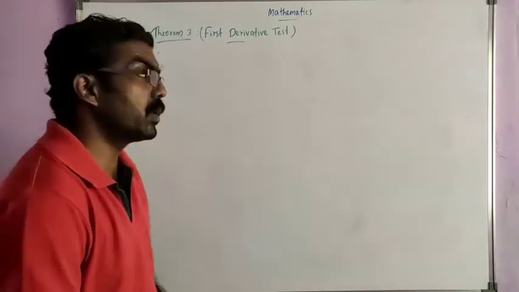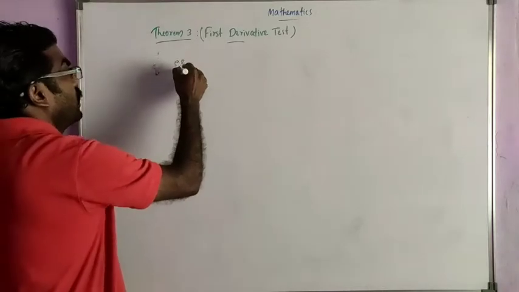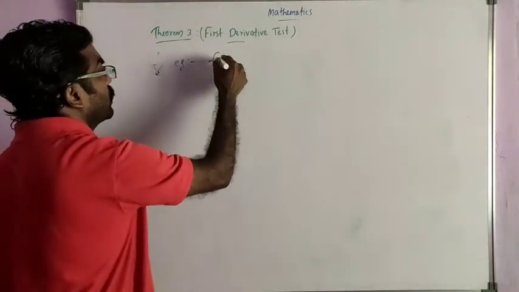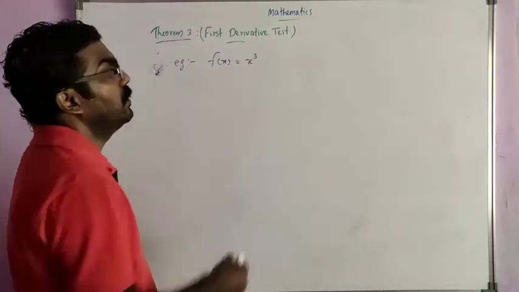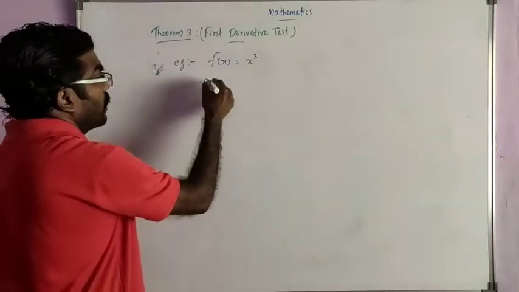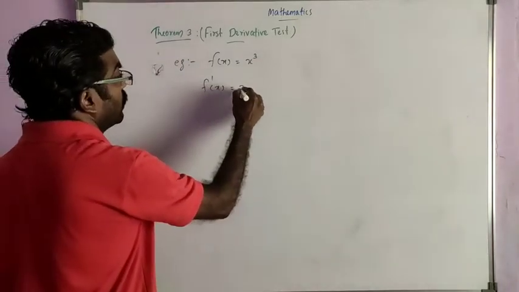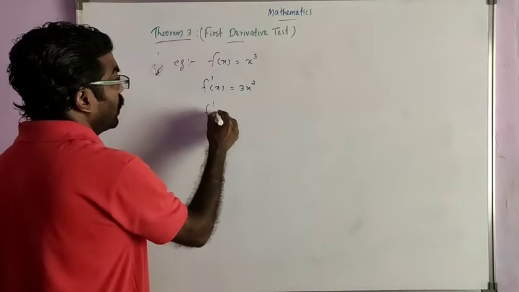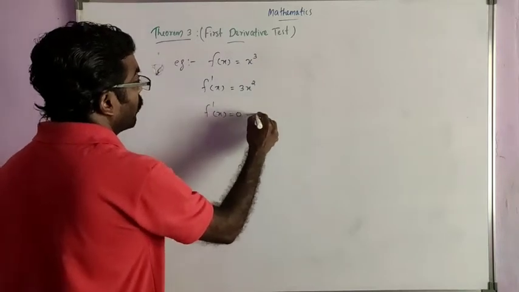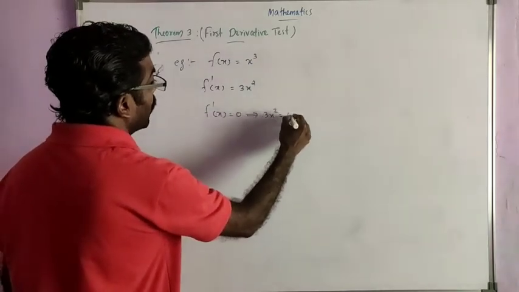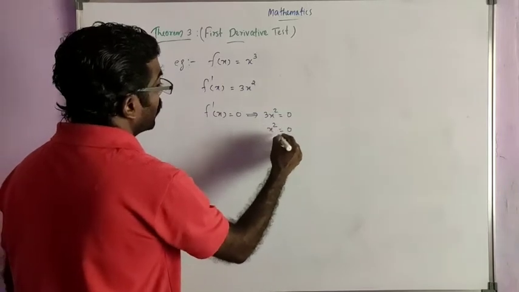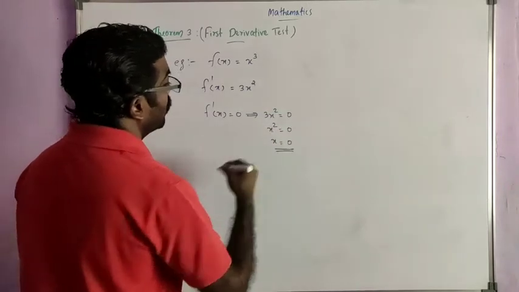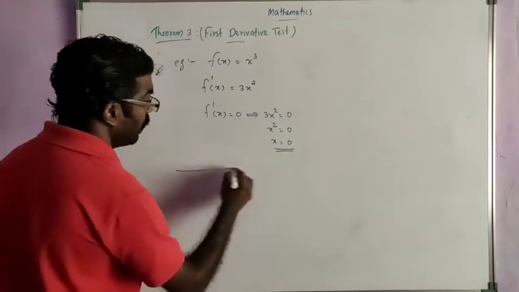Now we can consider one more example. f(x) = x cube. Here f dash of x is equal to 3x square, and f dash of x equal to 0 implies 3x square is equal to 0, x square equal to 0, x equal to 0. Okay, critical point is 0.